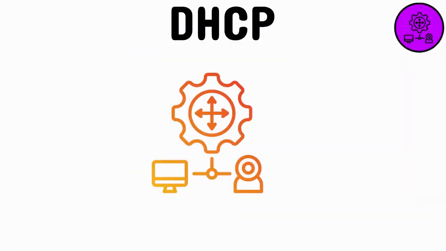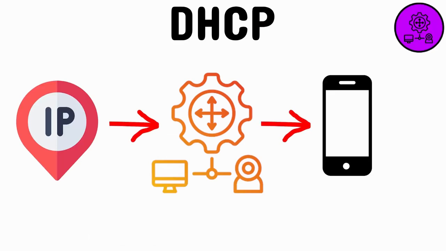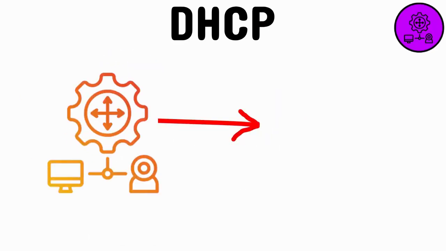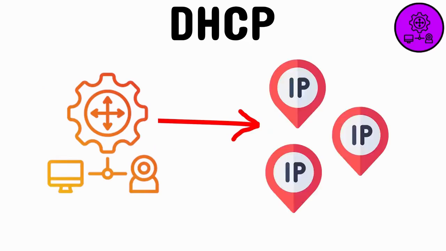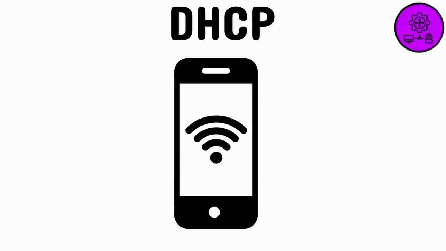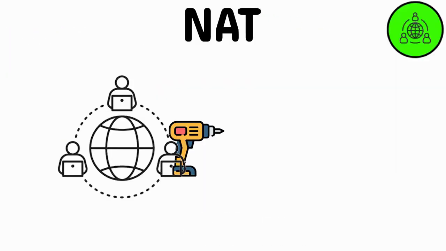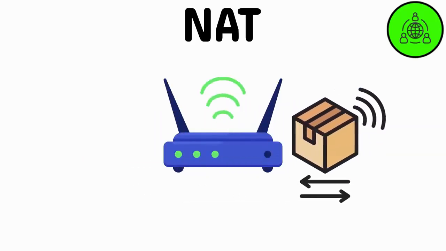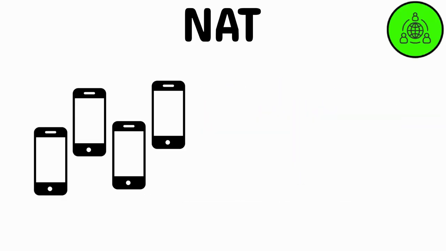DHCP is responsible for assigning IP addresses to devices within a network. Instead of manually configuring each device, DHCP automatically gives out IP addresses from a pre-configured pool whenever a new device connects. NAT is used to modify the source or destination IP addresses of packets as they pass through a router. It allows multiple devices within a local network to share a single public IP address.